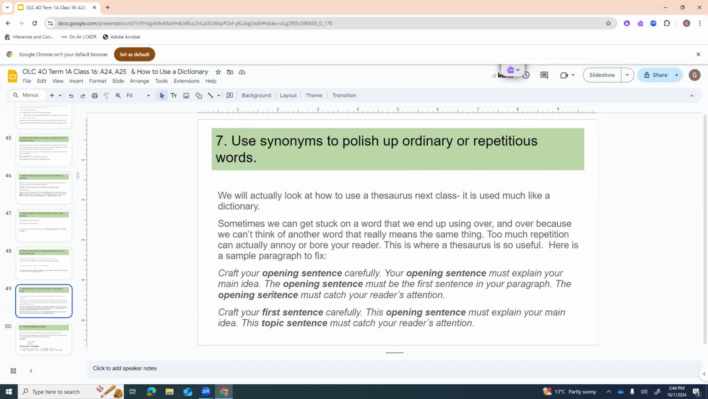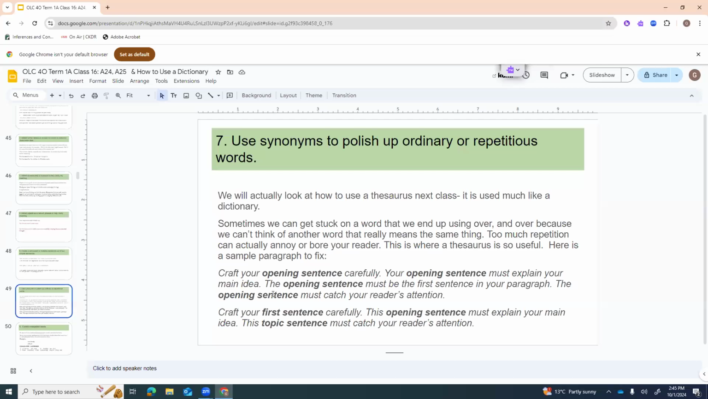Use synonyms to follow up ordinary or repetitious words. We're actually going to talk about how to use a thesaurus next class. It's a lot like using a dictionary, really. Sometimes we get kind of stuck on a word, and when we're first writing, we just end up using that word over and over because we can't think of another word that means the same thing. But too much repetition of the same word can actually kind of annoy or bore your reader, and they can kind of tune out on what you're trying to say to them. And this is where the thesaurus is so useful.